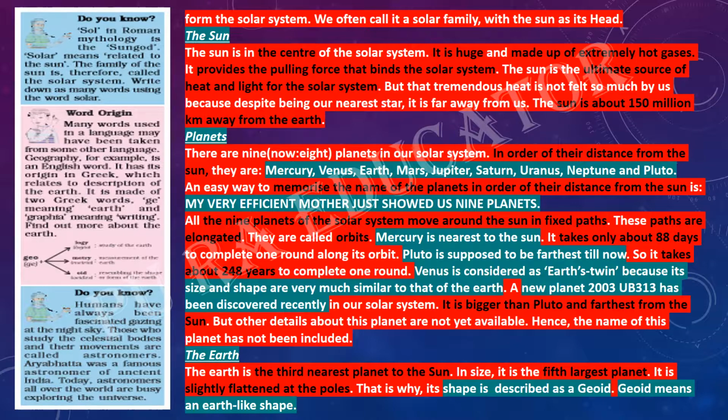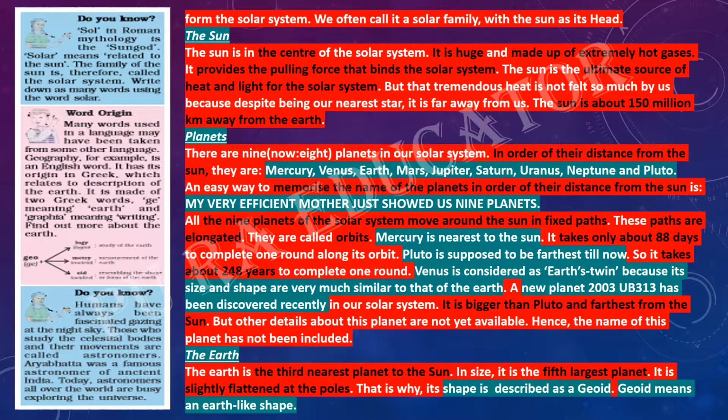For remembering this order, we'll try to remember one sentence that will help us remember this sequence. My very efficient mother just showed us 9 planets. The first letter of all the words denotes the name of the planets. By this sentence, you can learn the sequence. All the 9 planets of the solar system move around the Sun in a fixed, elongated path. Such a path is known as an orbit.